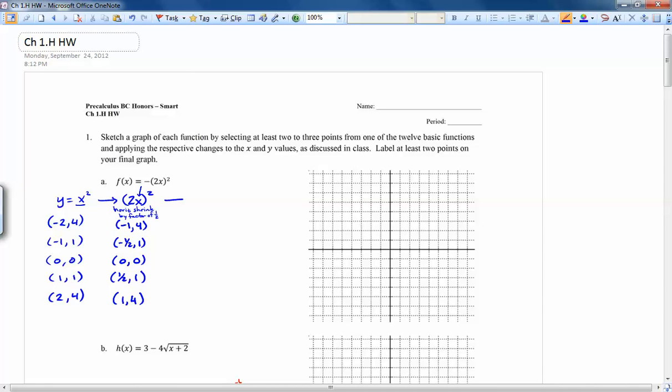Okay, now the next step is I'm going to take what I had there, these new y values of 2x squared, and I'm going to throw a negative in front. And what that negative does is it reflects over the x-axis, which is the same thing as switching all the y signs, right? You could say it's like a vertical stretch by a factor of negative 1, but that's basically just flipping it over. So all the y values will change sign.